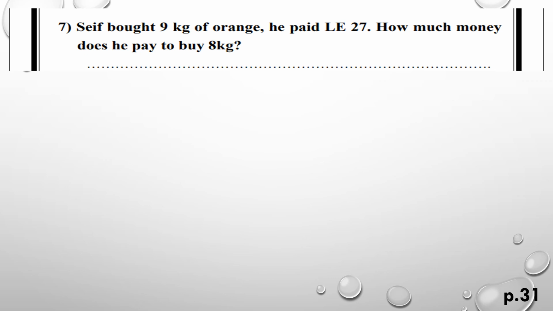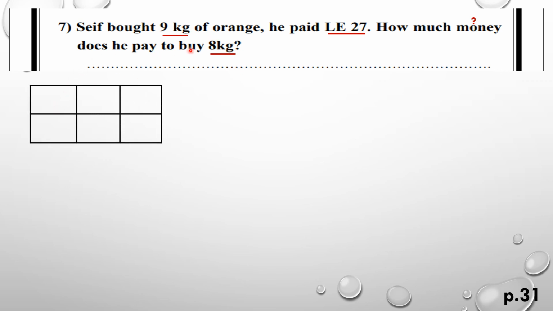Page 31, number 7. Save bought 9 kilograms of orange. He paid LE 27. How much money does he pay to buy 8 kilograms? Now, we need to draw our table. What are the units which we have here? We have kilogram and LE. So up we are going to write kilogram, down LE. Beside kilogram, what do we have? We have 9. Let's write 9 beside kilogram. Beside LE, what do we have? 27. Let's write 27 beside LE.